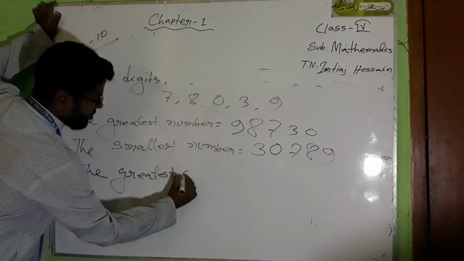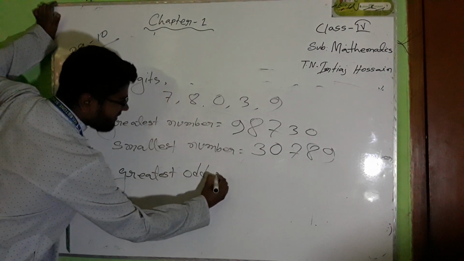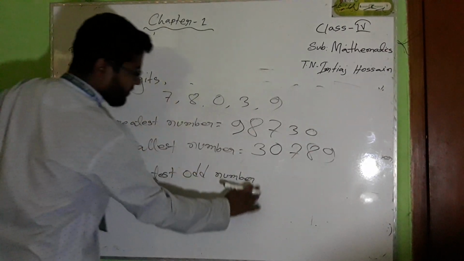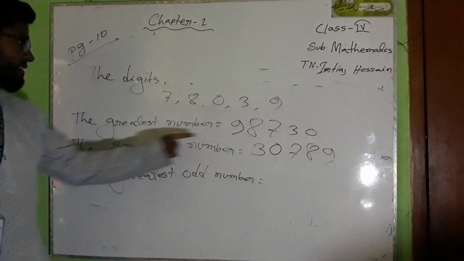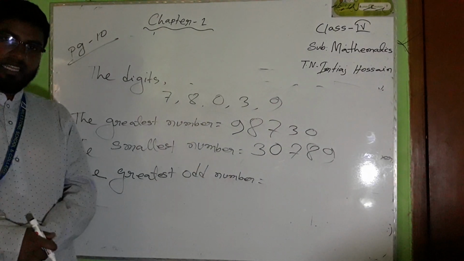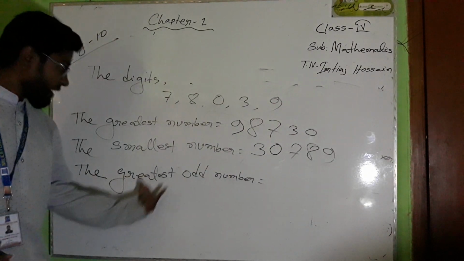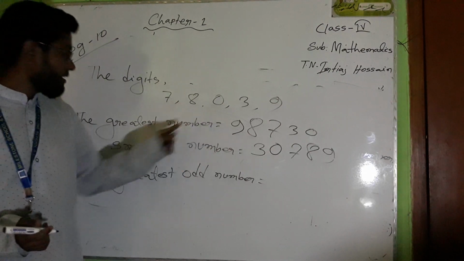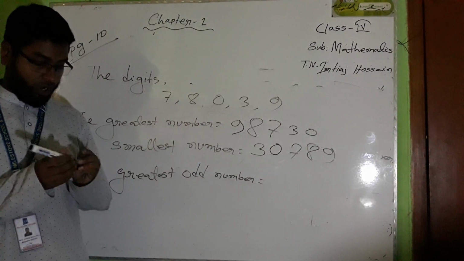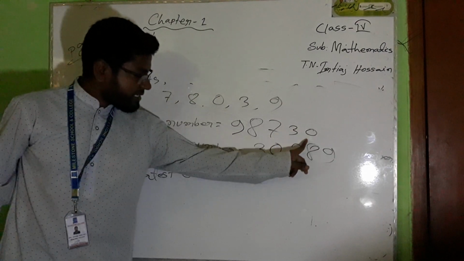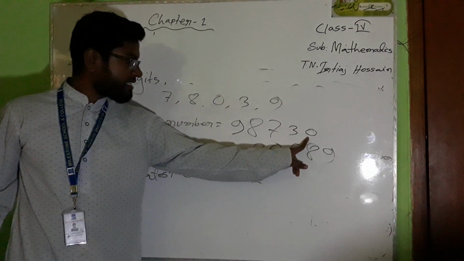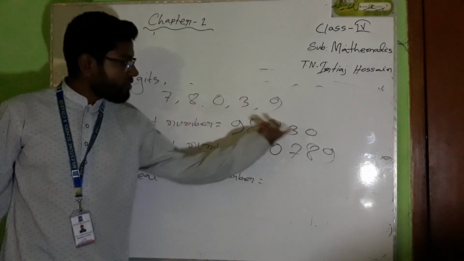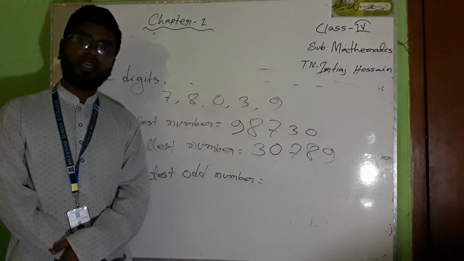Now, the important one, the greatest odd number. Actually, I have already written the greatest number here. I need to write the greatest odd number. We need to check the greatest number first. Is it odd or not? The last digit indicates odd or even. The last digit is 0. 0 is referred to as an even number. So it is not an odd number.